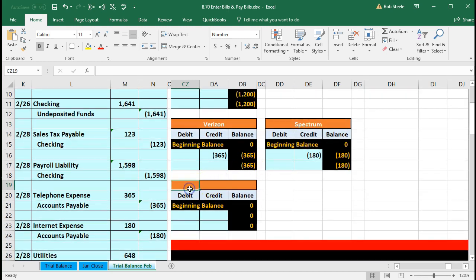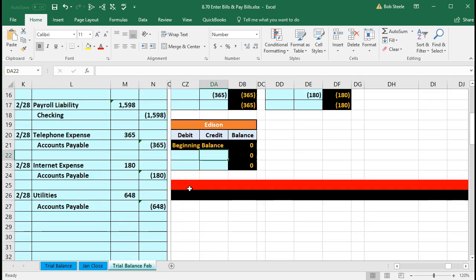That's going to be a new one again. So we're going to put Edison down here. And we are going to be on the credit side. And we're just basically posting once again the same thing that we did to the general ledger. So we're going to say that we're on DA22, the cell, DA22. We're going to say that that equals this 648. So I'm going to say equals, point to the 648 in N27. That brings the balance up to 648 for Edison.